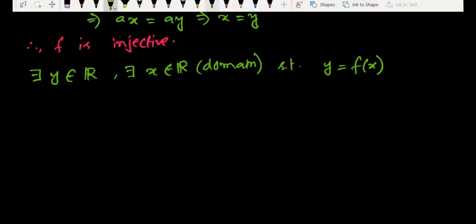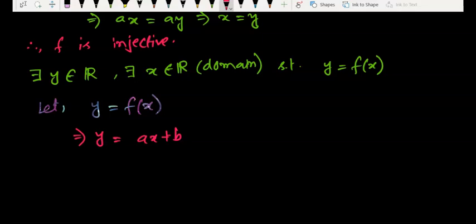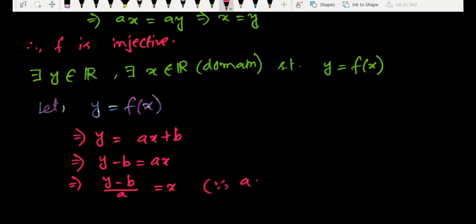So how do we start this? Let y equal to f(x). For some arbitrary y, we are assuming that there exists an x. So what is our f(x)? y equal to ax plus b. This is the definition of f(x). Then what we get? y minus b equal to ax. Now we can divide by a because a is not equal to 0. So (y minus b) divided by a equal to x.